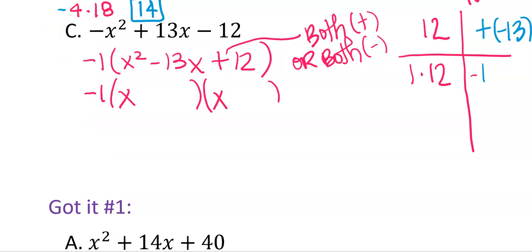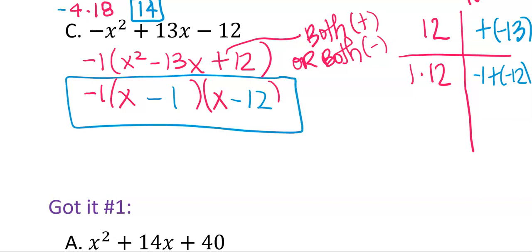So negative, oops, that didn't change right away. Negative 1 plus negative 12 is negative 13, and that's what we want. So we get minus 1 minus 12. So remember when I said it rarely happens? Well, here's one time that it did happen when the 1 times the number actually worked. If it's a positive number and you need a negative one in the middle, it happens kind of a lot, but it just kind of depends on the numbers that you get.